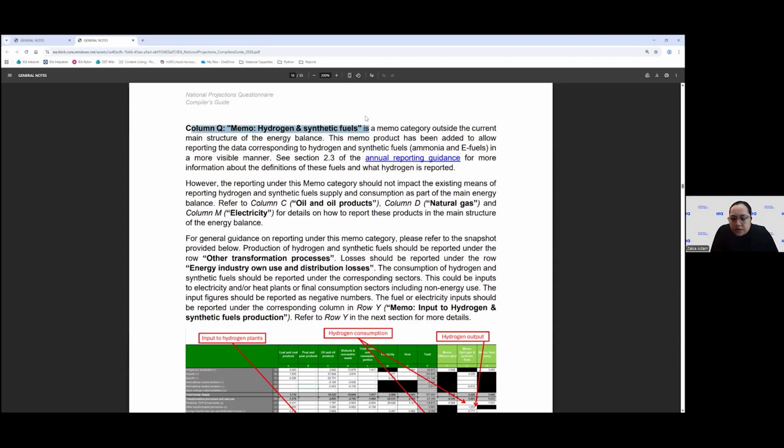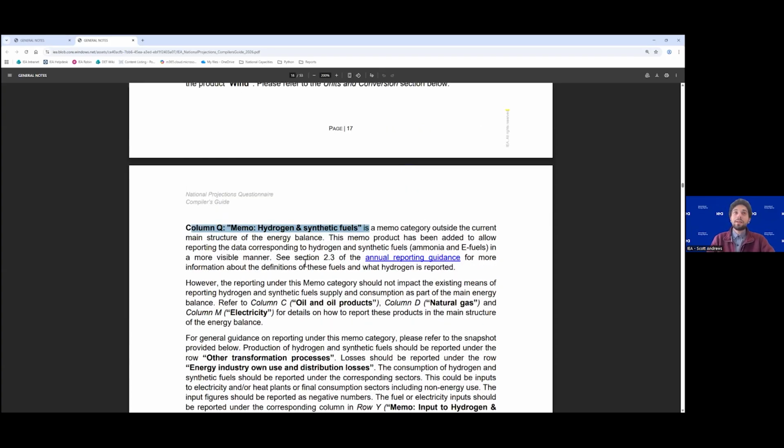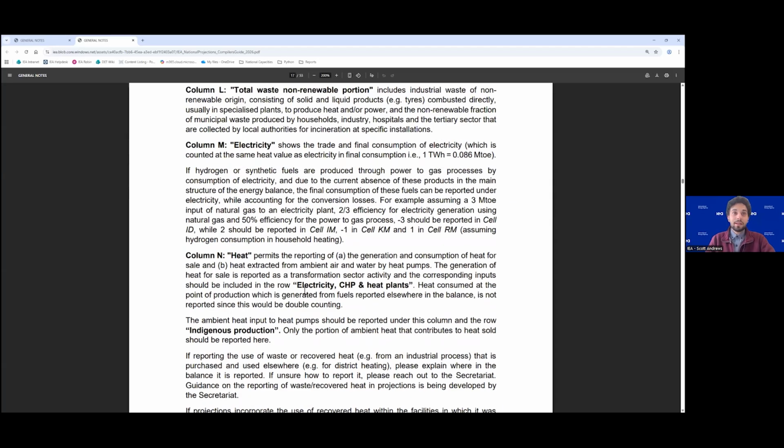There's also another question. How do we deal with hydrogen used to produce electricity? Where do we report it? Only in the memo? So how to deal with hydrogen used to produce electricity. This one is a fun one as well because we don't have a hydrogen product in the main balance. We actually use electricity to capture hydrogen use and hydrogen production. So this is a fun one. This is the solution we came up with when we decided how to aggregate all these categories, when we added hydrogen reporting.